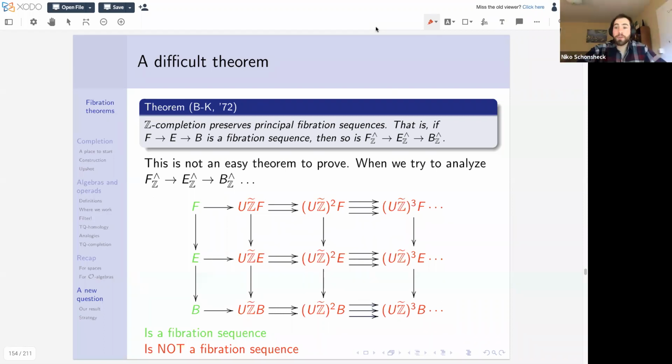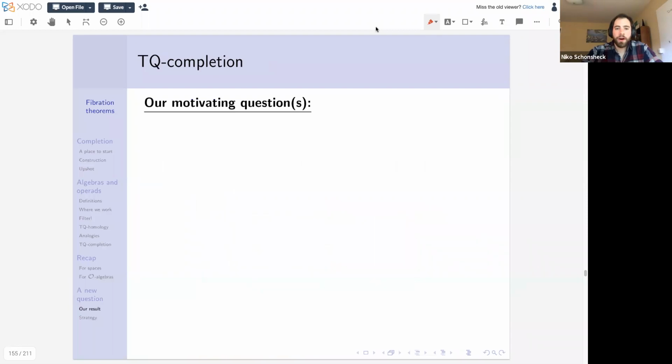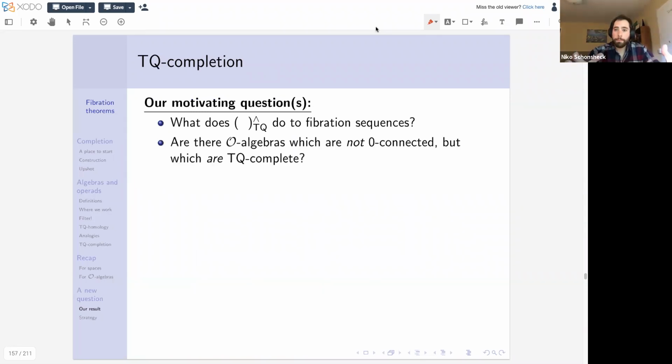And that kind of makes it surprising that this works out, because none of the levels are fiber sequences, but somehow when you glue it all together, you do get a fiber sequence. So our motivating question is, well, what can I say about TQ completion? What does it do to fiber sequences, fibration sequences? Or even as a warm-up, are there O algebras that are not zero connected, but that are TQ complete?